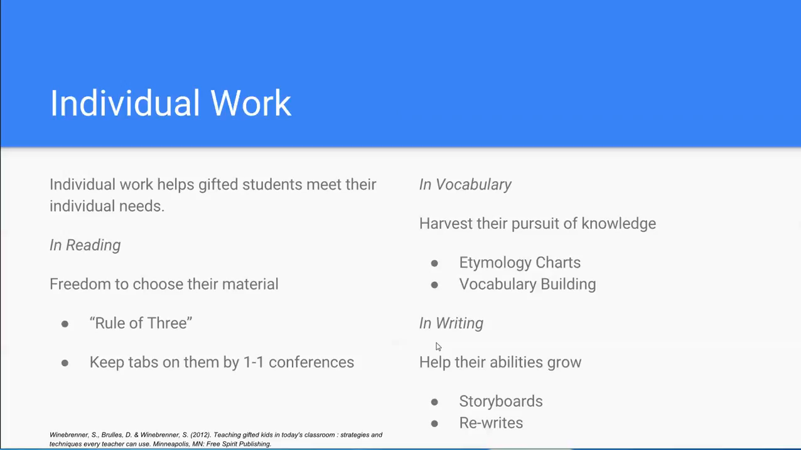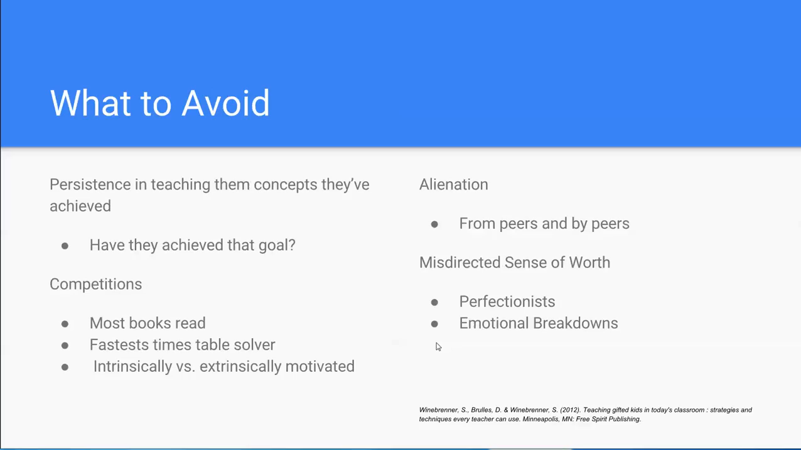Another way is also to keep tabs on them by having one-on-one conferences, just to make sure they know the stuff and they're not completely removed from the classroom. In vocab, students can have etymology charts and vocabulary building charts. These really help in harvesting their pursuit of knowledge, while in writing, you can help their abilities grow by showing them how to write out storyboards or rewrite stories they've read.